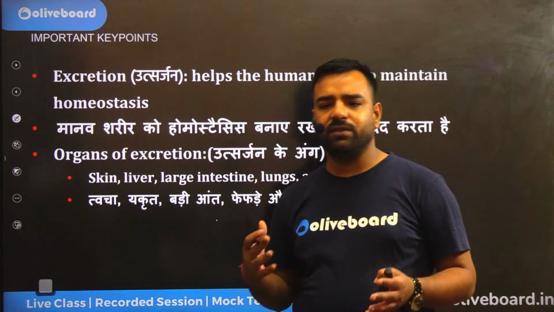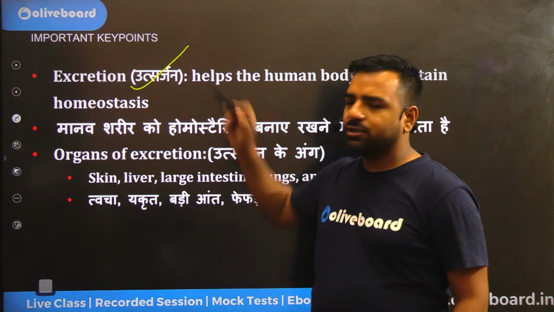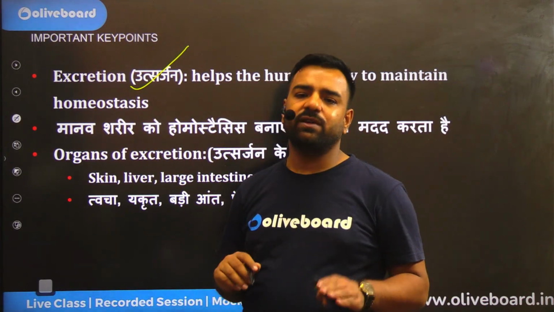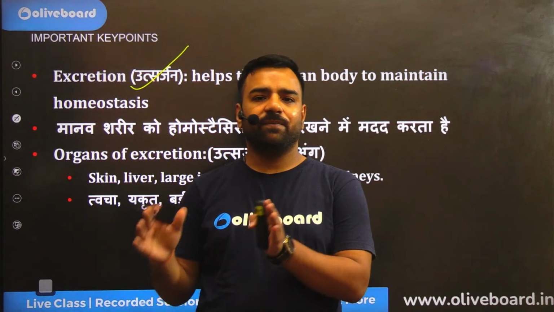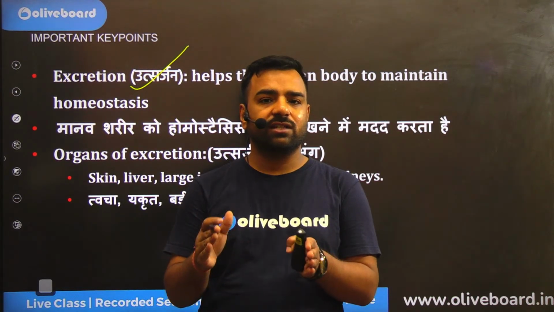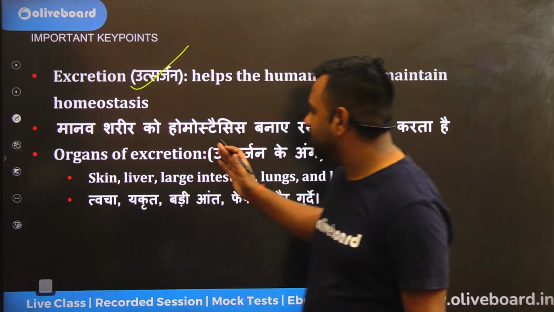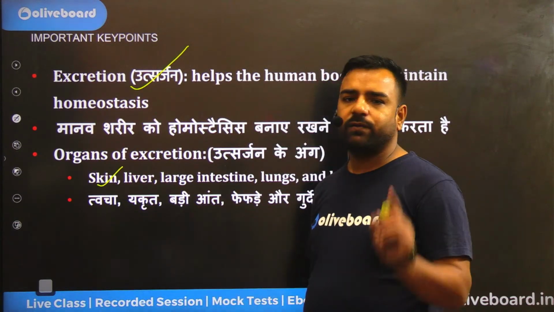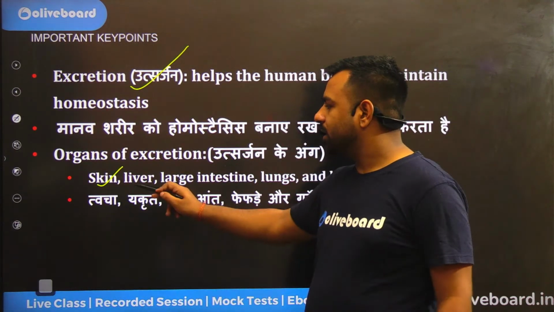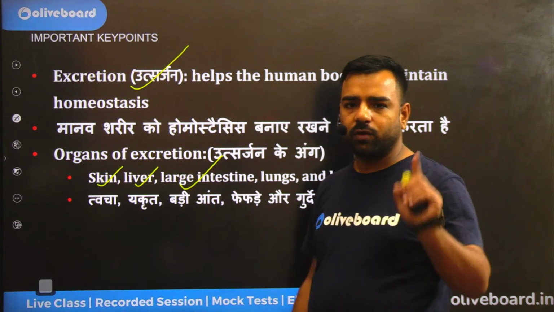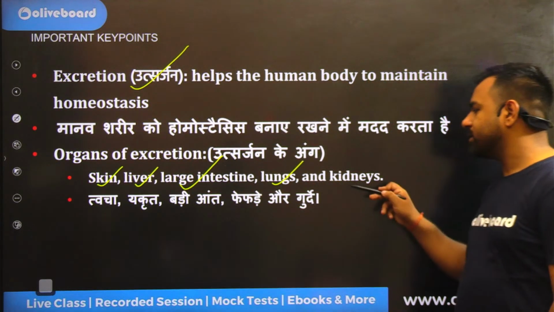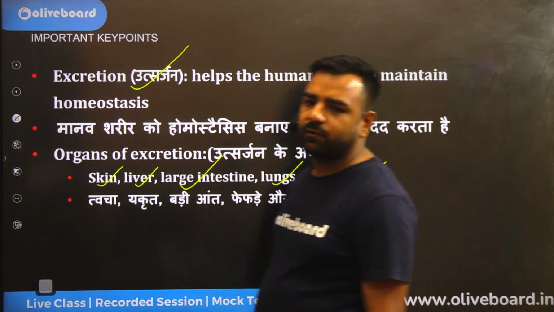What we have studied today, it's time for the revision. So what is excretion? Excretion is a process by which we are able to maintain homeostasis, that is, we are safe and sound. Now, there are certain organs from which waste is generated. The organs of excretion are skin, from which sweat is generated; liver, ammonia to urea; large intestine, water absorption; lungs, carbon dioxide; and kidneys in the form of urine.